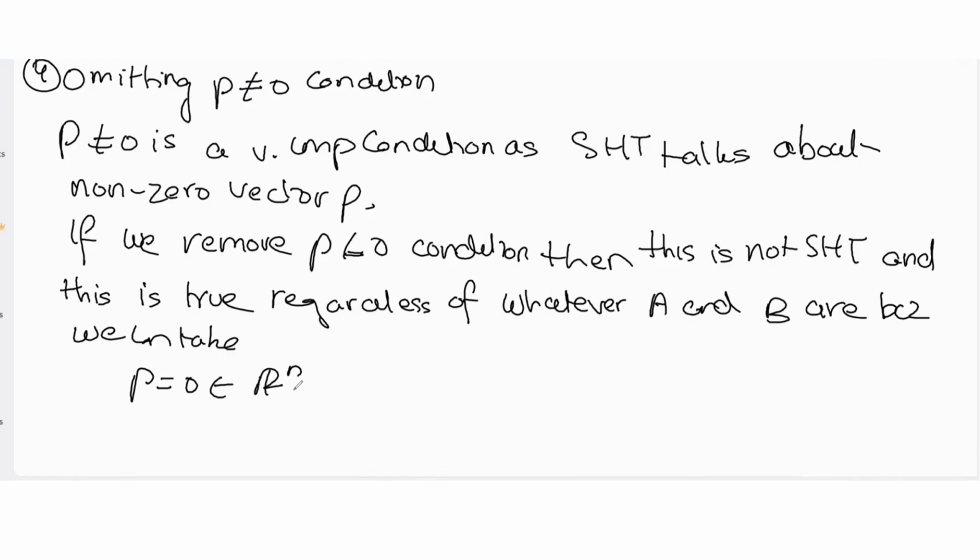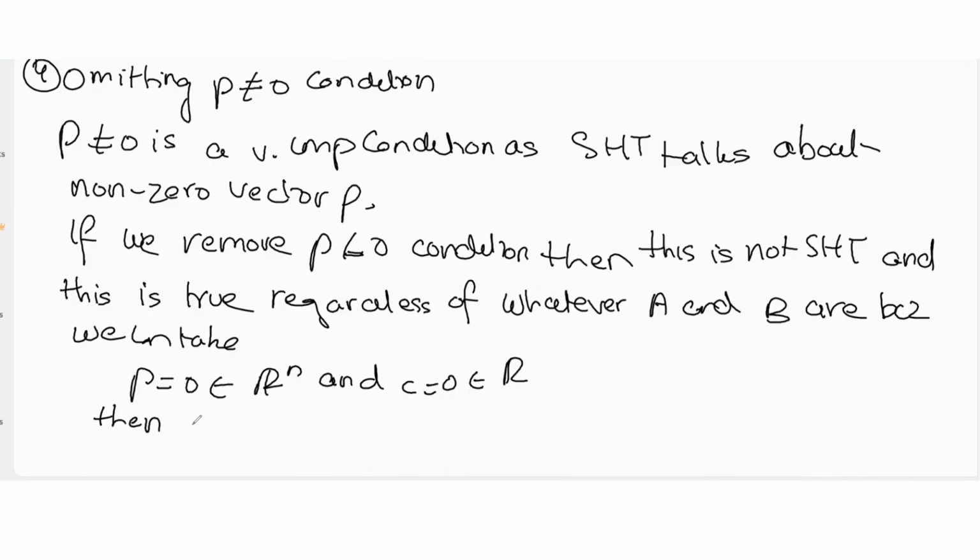So if we remove the condition that P is not equal to 0, then this is always true regardless of whatever A and B are, because you can always find a P which is 0, because again it says there exists. And when you want to prove an existence theorem, we just need to prove that there exists one such thing, right? So here we've shown, okay, there exists a P which is 0, that belongs to Rn, and there is a C which is equal to 0, that belongs to R.